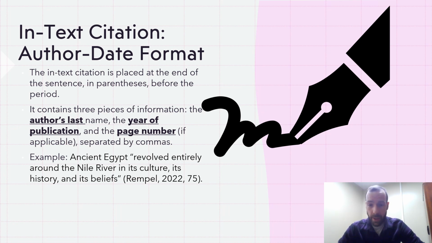For example, we've got this made-up quote from a made-up source. Ancient Egypt, open quotes, revolved entirely around the Nile River in its culture, its history, and its beliefs, close quote, in-text citation. In parentheses, Rempel, that's the author's last name, comma, 2022, that's the year of publication, comma, 75, that's the page number, close parentheses, period.